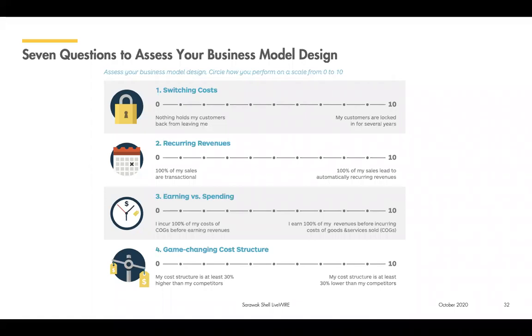Are you saving on rental? Are you saving on software? Are you saving on other things, or are you getting a good discount on sourcing your coffee beans and all that? So all this can help you change your cost structure.